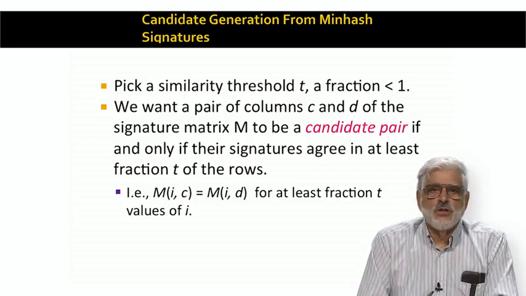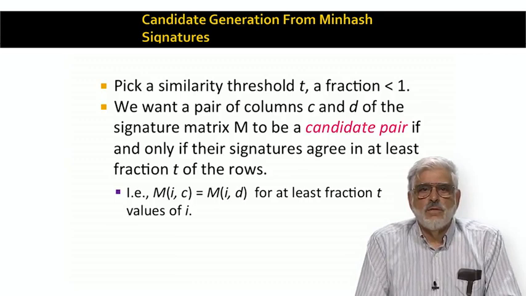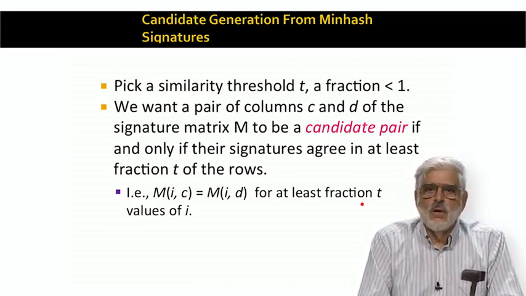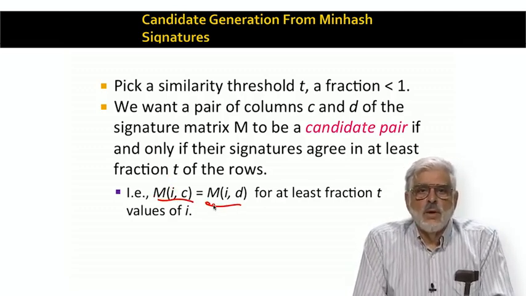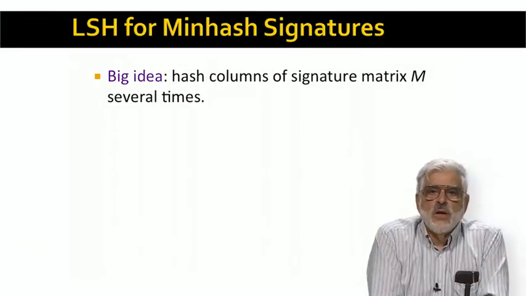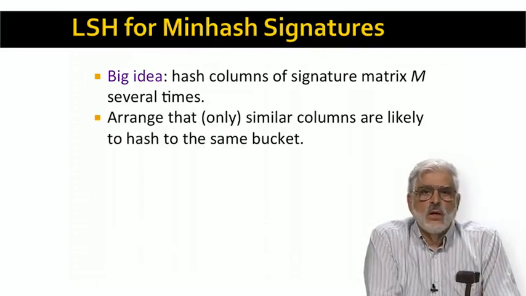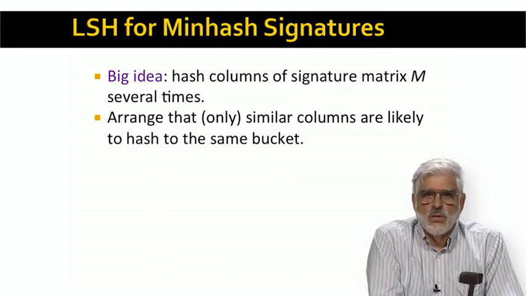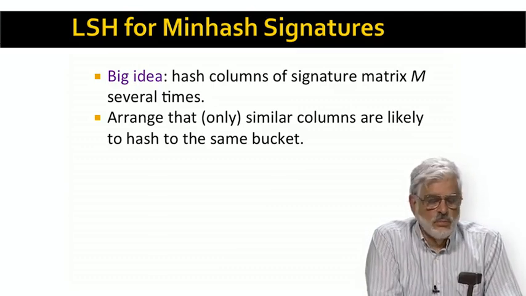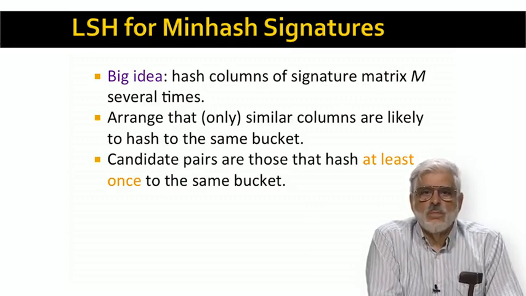Remember that the similarity of signatures is the fraction of components, or rows of the signature matrix M, on which they agree. So we want columns C and D to be a candidate pair if the fraction of rows i for which M(i,C) and M(i,D) are the same is at least t. So we need to create some number of hash functions and use each to hash the columns of signature matrix M into buckets. And we need a trick to make sure that similar signatures or columns are much more likely to hash to the same bucket for one of these hash functions than if the signatures are dissimilar. As we mentioned before, we're going to regard a pair of signatures as a candidate pair if even one of the hash functions puts them in the same bucket.